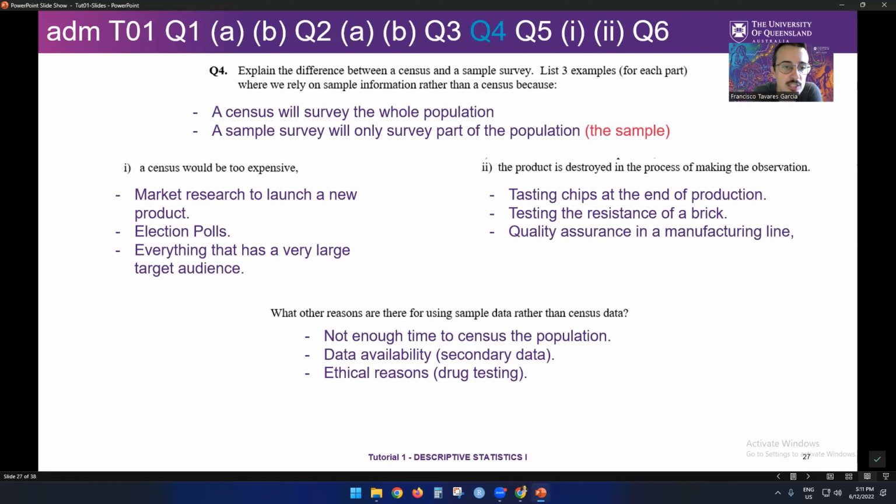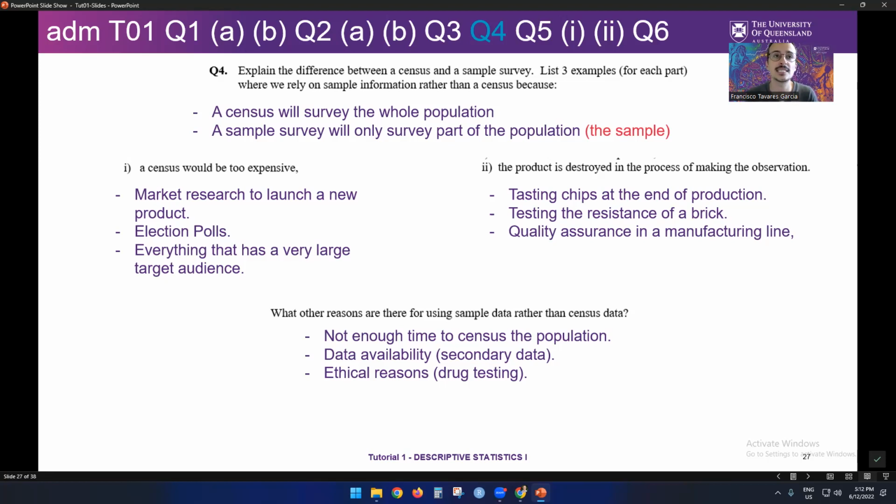A census would be too expensive for example for market research to launch a new product. Companies are doing it constantly. And I can tell you from my experience working for the other company I worked for before, Procter & Gamble, we do a lot of it for products that we're planning to launch, and to understand if we should launch them. So this happens all the time. You can't just census the whole population on it.